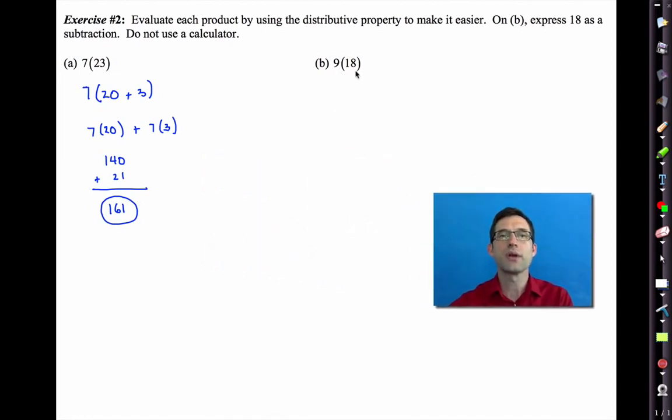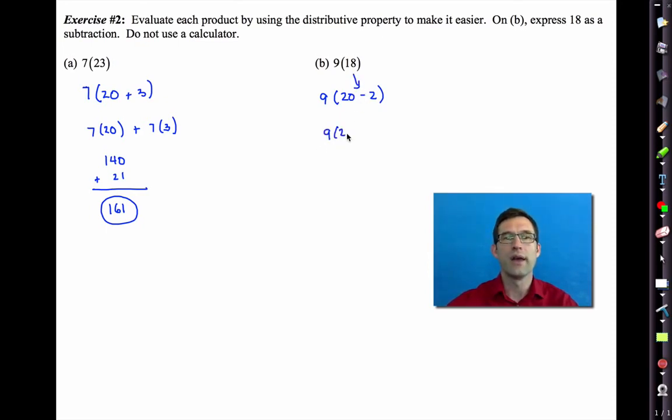Now I can do the same trick with 18. I could write it as 10 times 8. That would work fine. But subtraction also works with distribution. And the reason that subtraction works, by the way, is because remember, subtraction can be changed into addition of opposites. But we're going to leave it as subtraction. So 18 can be thought of as 20 minus 2.